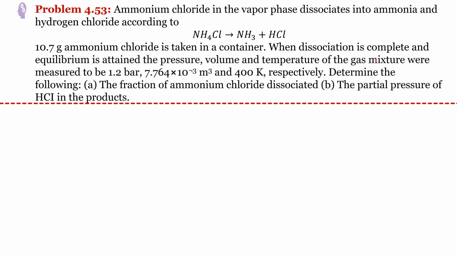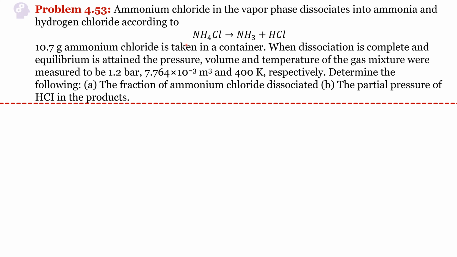When dissociation is complete and equilibrium is attained, the pressure, volume and temperature of the gas mixture were measured to be 1.2 bar, 7.764 × 10^-3 meter cube and 400 Kelvin respectively. Determine the fraction of ammonium chloride dissociated.